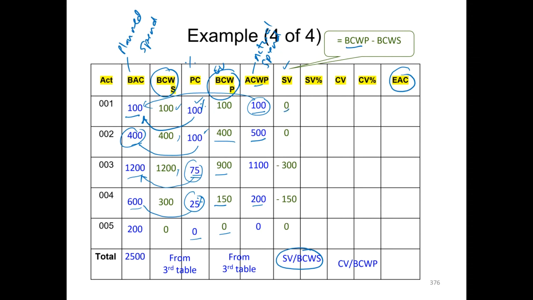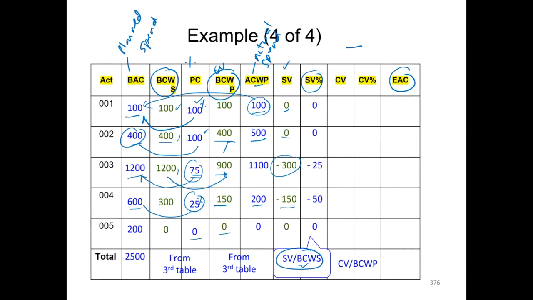So in terms of schedule, we were expected to deliver within the first 2 months. We have already done so. Schedule variance is shown as 0. Over here, BCWP 400 minus BCWS 400 is giving a schedule variance of 0. Here BCWP is 900 minus 1200, which gives us a schedule variance of minus 300, and here minus 150.